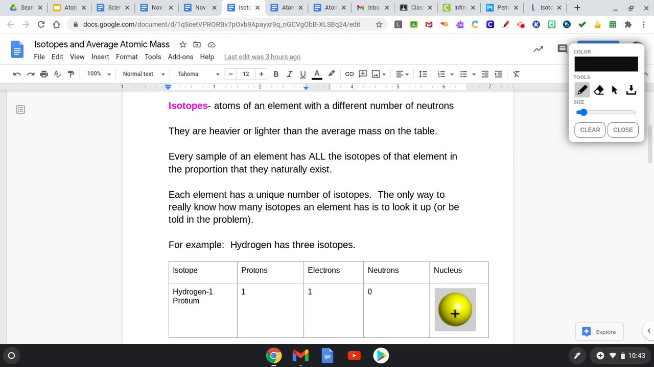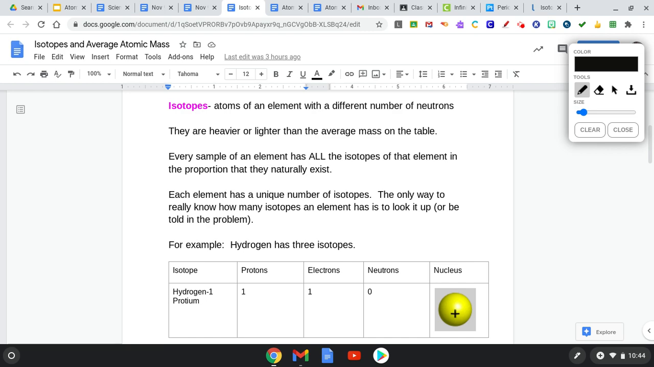Isotopes are atoms of an element with a different number of neutrons and therefore a different mass number. They are heavier or lighter than the average mass on the table, depending on the isotope. Something else that's important to note is that every sample of an element has all the isotopes of that element in the proportion they exist naturally. Anytime you have a sample, you have all of its isotopes. Now, each element has a unique number of isotopes, and the only way to really know that is to look it up. Okay, scientists have done a lot of research and they have analyzed the composition of isotopes and the natural abundance percentage of each isotope for all of the elements on the table.